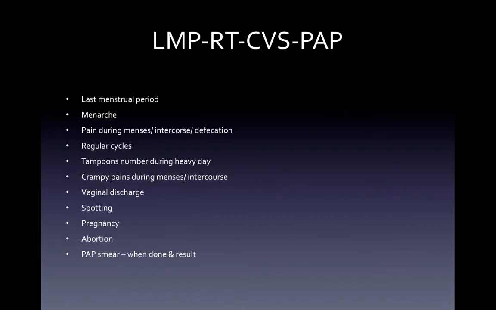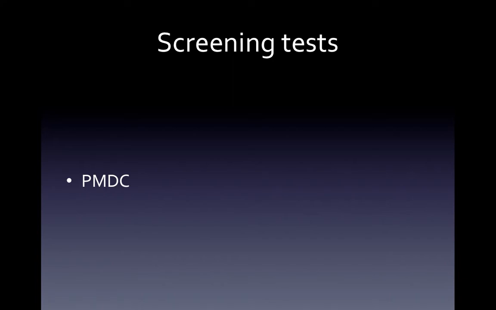To describe LMP, CVS, PAP: L stands for last menstrual period. If it is more than 4 weeks, or say 6 weeks, you can suspect a pregnancy. You can also ask whether cycles are regular or not. And menarche, pain during menses, intercourse or defecation, regular cycles, T for tampons, the number used on heavy days, and CVS, crampy pains, vaginal discharge, spotting, PAP, pregnancy, abortion, pap smear, when it was done, and the result. And screening tests, which we have already discussed: PMDC, pap smear, mammography, DEXA scan, colonoscopy.